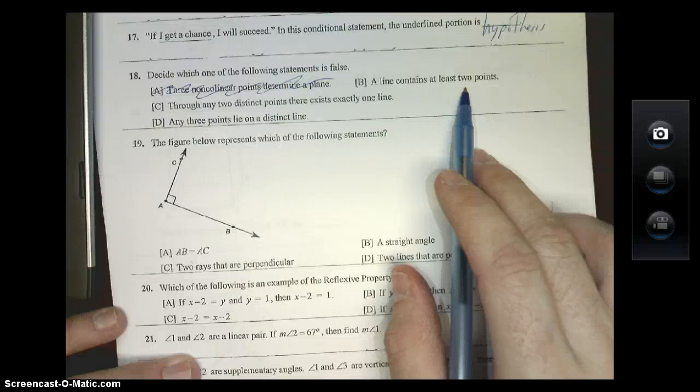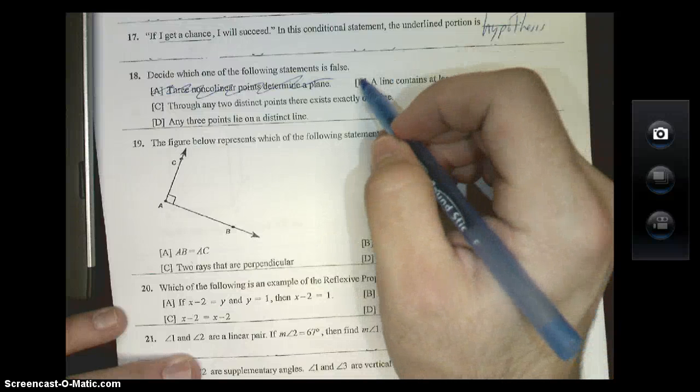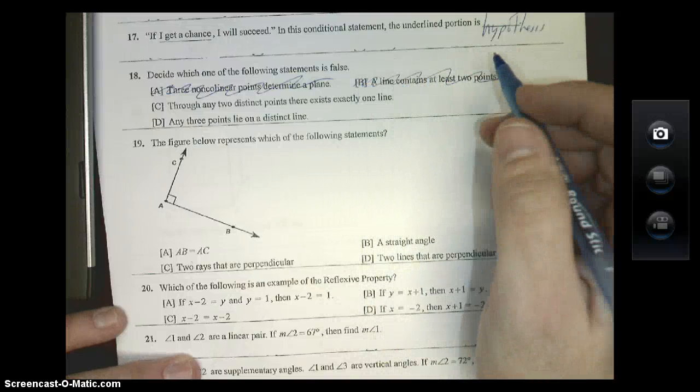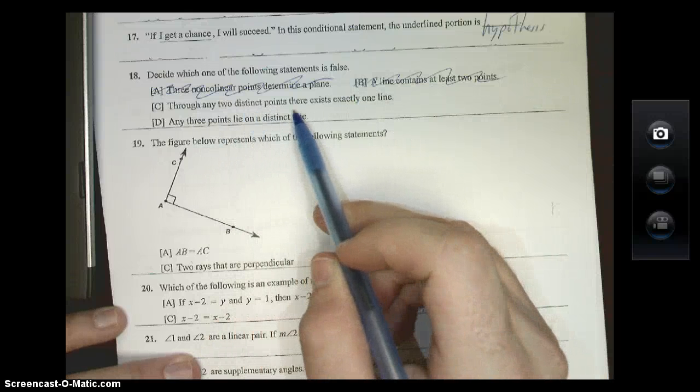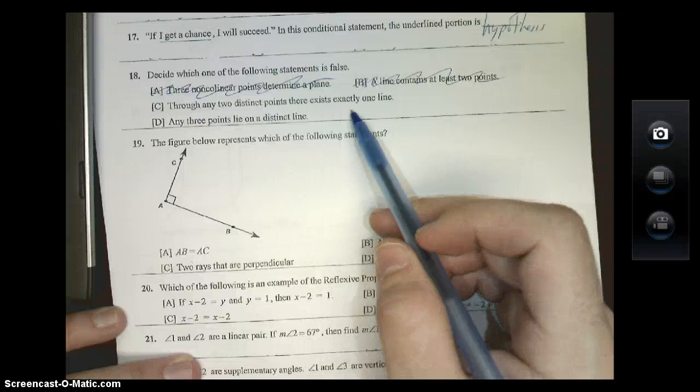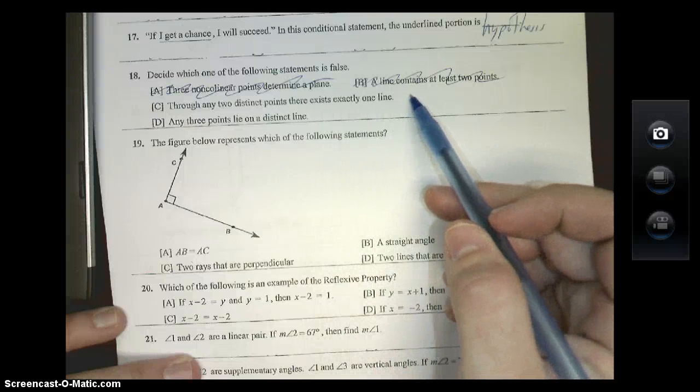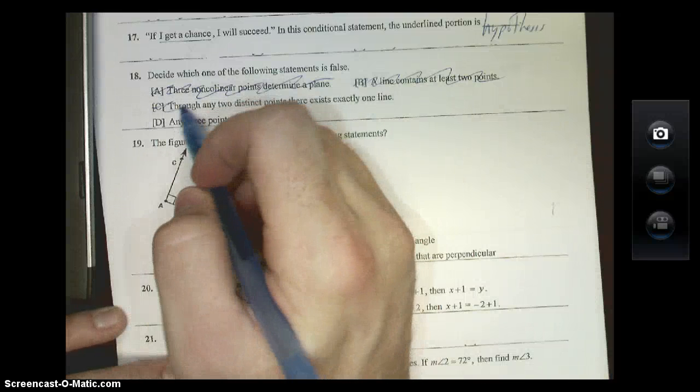A line contains at least 2 points. Again, we talked about that multiple times in class. Any 2 points, you can then draw a line through. Through any 2 distinct points, there exists exactly 1 line. It's basically the same thing as B. All right, so again, I'm seeing that, crossing that off.